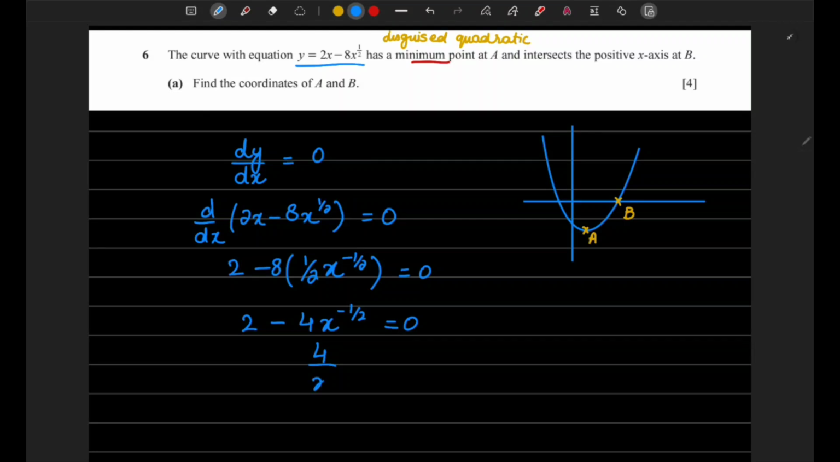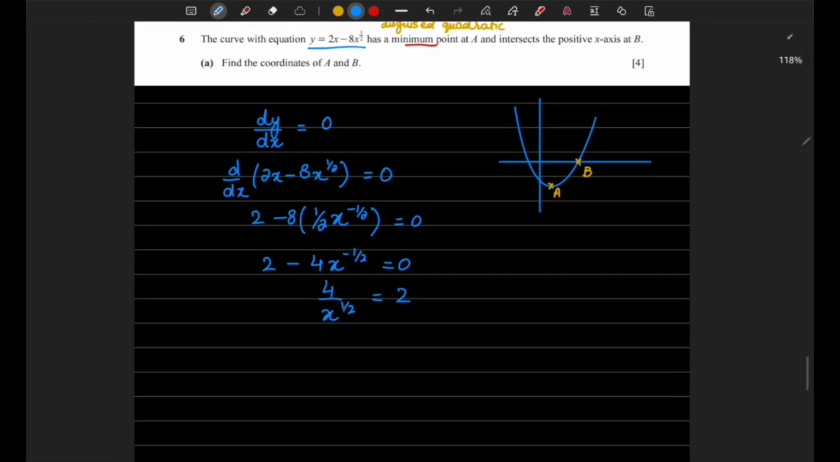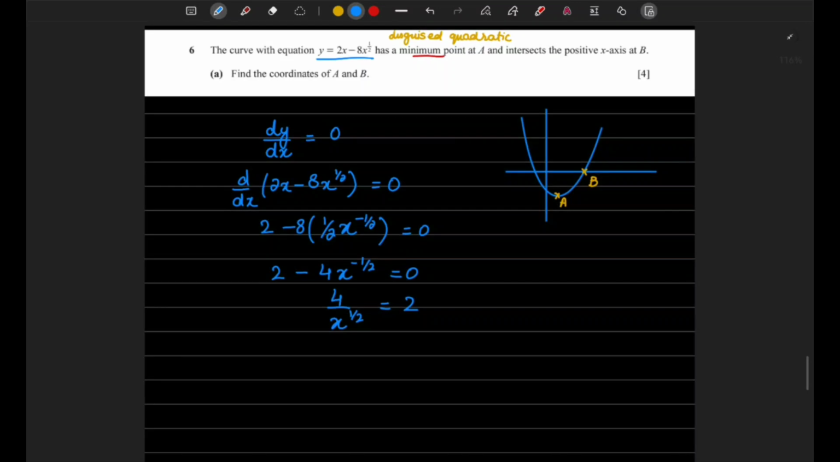So this will give you 2 minus 4x to the power minus half equals 0, and this will give you 4 over x to the power half equals 2, and then x to the power half will be 4 over 2, which is 2, and then if you square both sides, x will be equal to 4. So this is the x coordinate of your stationary point, that is A. That is the minimum point. By substituting this x value in the equation of the curve, you will get the y coordinate.